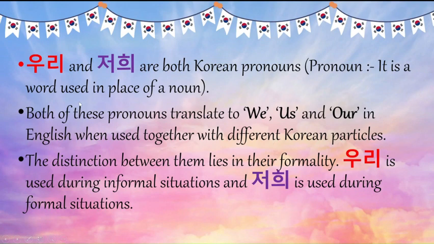So the meaning of both is the same, but where does the difference lie? Because there are two words, somewhere there must be a difference between them. So the distinction, the difference between them lies in their formality, that is the level of speech. Uri is used during informal situations and chohi is used during formal situations. As we know, there are different levels of speech in the Korean language, called the honorific levels. So accordingly, uri is used in informal situations and chohi during formal situations. This is the only difference. Otherwise, the meaning of both is the same.